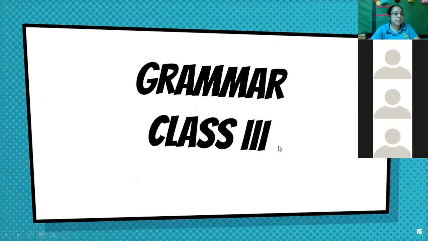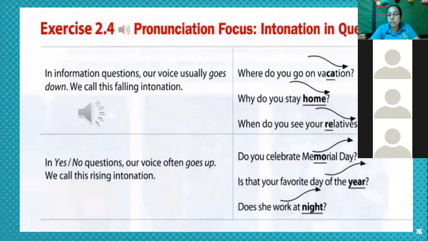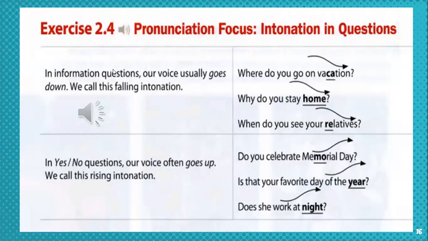So this is our third grammar class. Well, second and third, yeah? This is exercise 2.4, and in this case, we check the intonation in questions. Remember, it is different when you say a declarative sentence or an interrogative sentence. The intonation is different. In informative questions, our voice usually goes down.